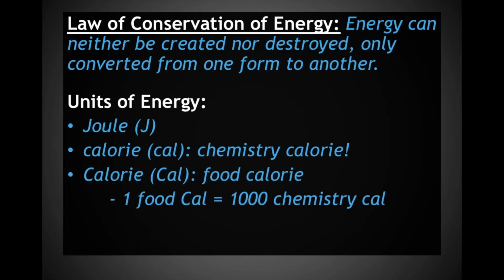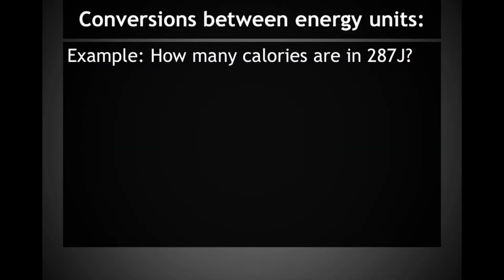So here are the units that we will be using in this class. We're going to use the joule, the calorie for chemistry, okay? So you notice that this is a lowercase c. And then the Calorie for food. So 1 food Calorie equals 1,000 of our chemistry calories, okay? And 1 chemistry calorie will equal 4.184 joules. So today in the first lesson, the example that we're going to do, and what you're going to do in your homework, is convert between calories and joules a couple of times.